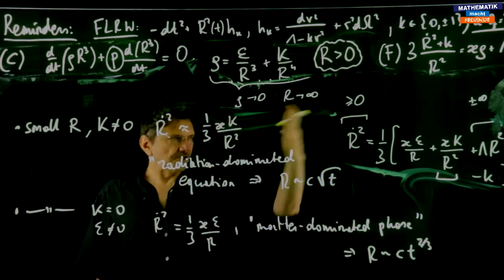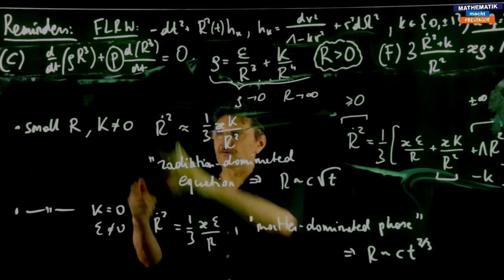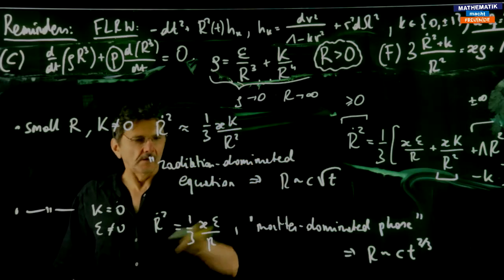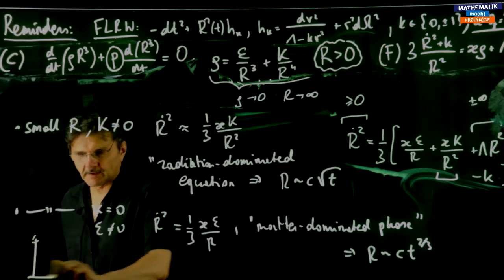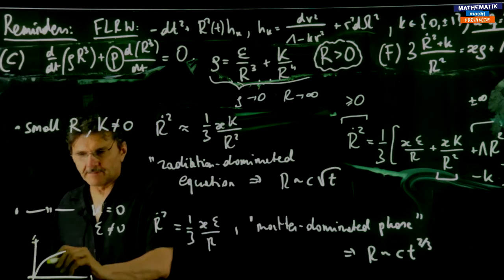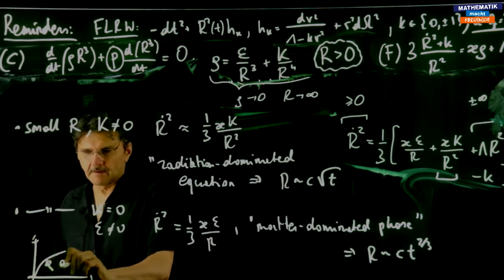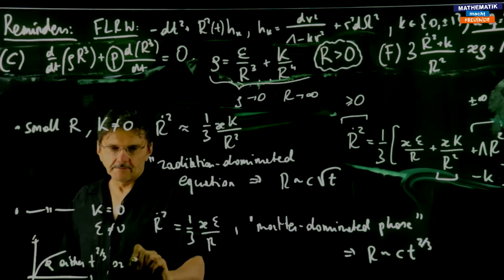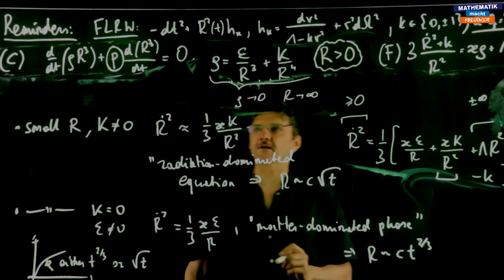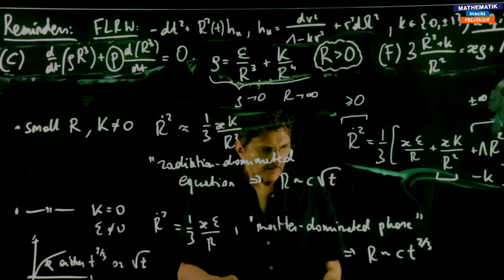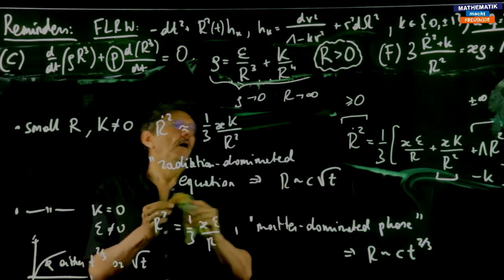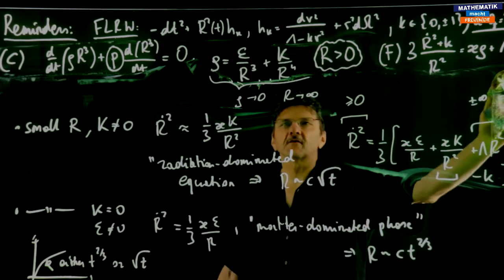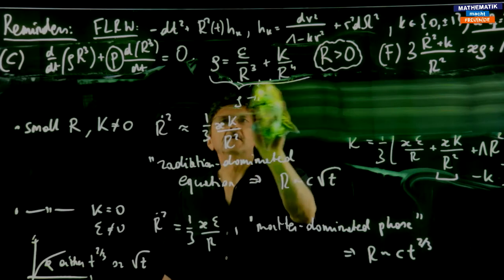So generically, whenever these two constants are not zero, no matter what lambda and k are, you're going to get this power law behavior for small t. And this will be either t to the two thirds or square root of t, depending upon which case you are in. So this is small r. And now how do we fit all this to observations? Because this is, of course, the key question.